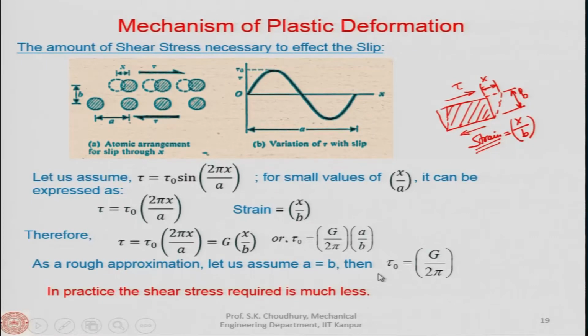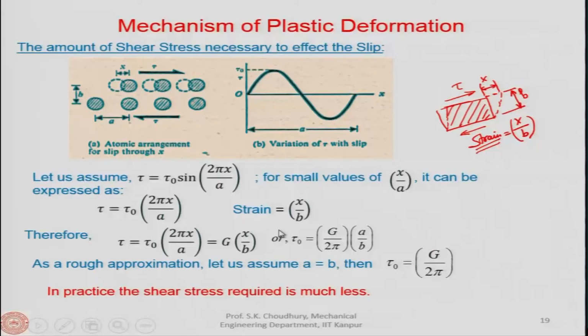So, therefore, instead of G by 2 pi, it will be much less, and how much less depends on the density of the imperfections and many other factors. That can actually be estimated. All right. So, overall what we are saying is that the imperfections actually help in reducing this value. Now, let me give you a kind of analogy.